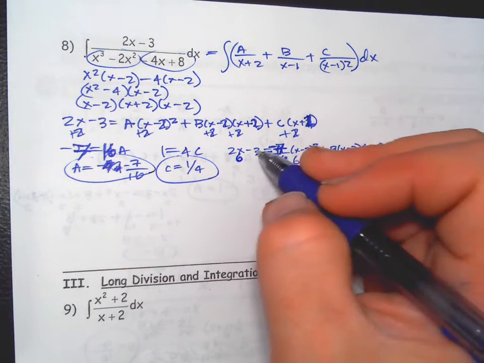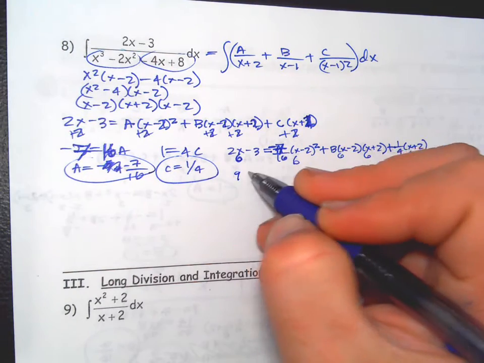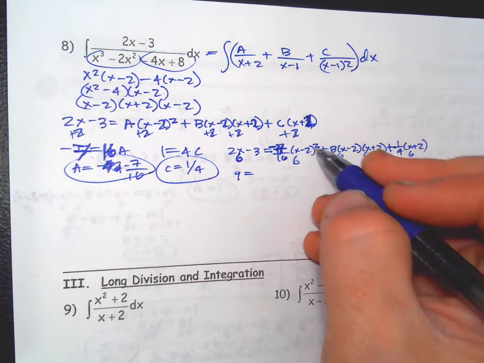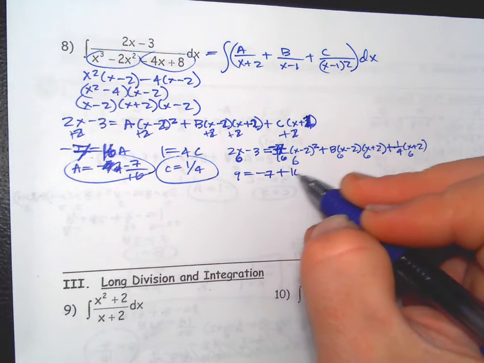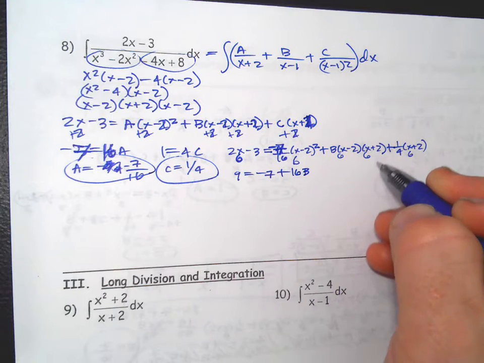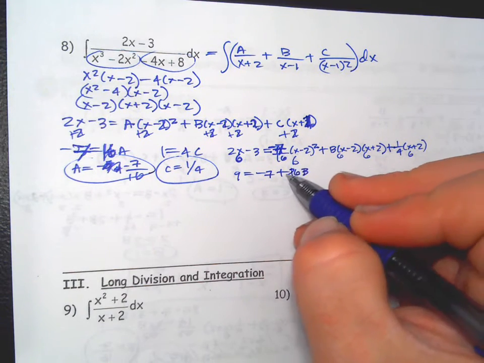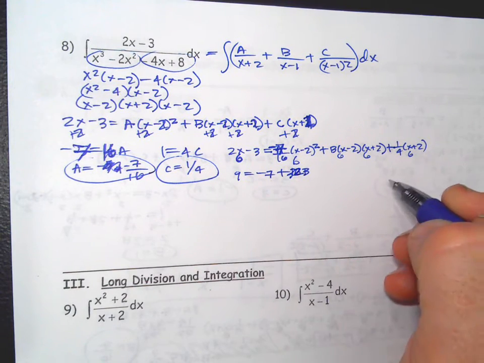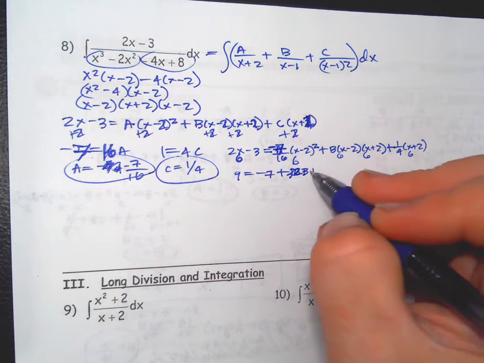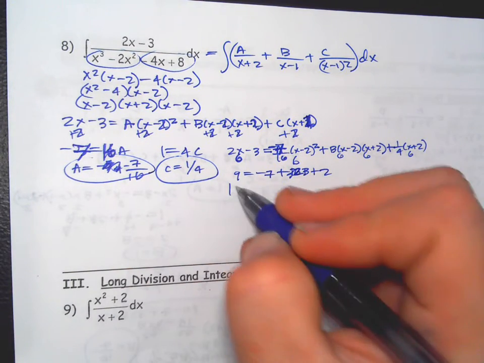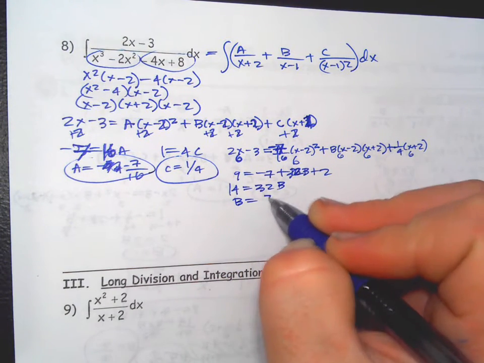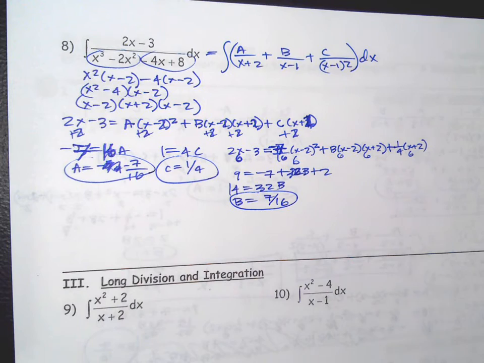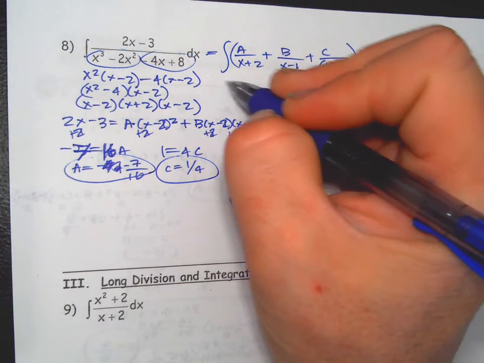Not that you have to do that. So 12 minus 3 is 9 equals, that's going to be 16, that's going to be -7 plus 16b. Wait, no, not even that. It's going to be 4 times 8, it's going to be 32b. And then that's going to be 8/4 is 2. So it's 14 equals 32b. b equals 7/16. That'll work.